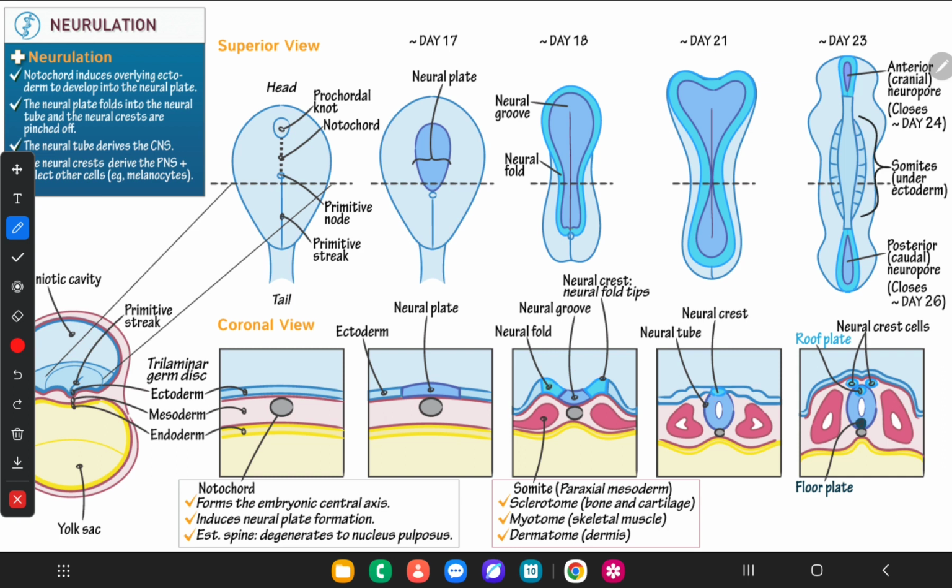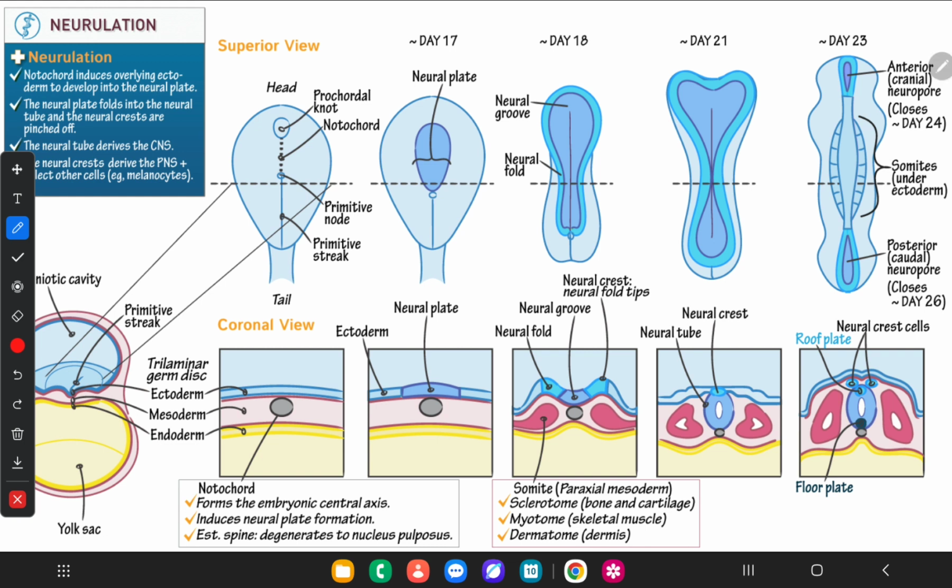So what happens in neurulation? There is a neural plate in the ectoderm, and the lateral edges become elevated to form neural folds, and the depressed mid-region is called the neural groove, and the two lateral edges or the neural folds approach together in the midline and they fuse together, forming the neural tube. This fusion begins in the cervical region and proceeds cranially and caudally.